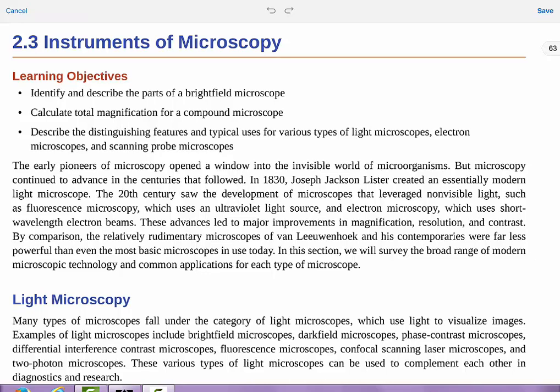So now we're going to get into the instruments of microscopy. We're going to talk about a lot of the different types of microscopes here. The early pioneers of microscopy opened a window into the invisible world of microorganisms. We've talked about that, but it continued to advance in the centuries that followed. In 1830, Joseph Jackson Lister created an essentially modern light microscope, basically what we know as a light microscope today.